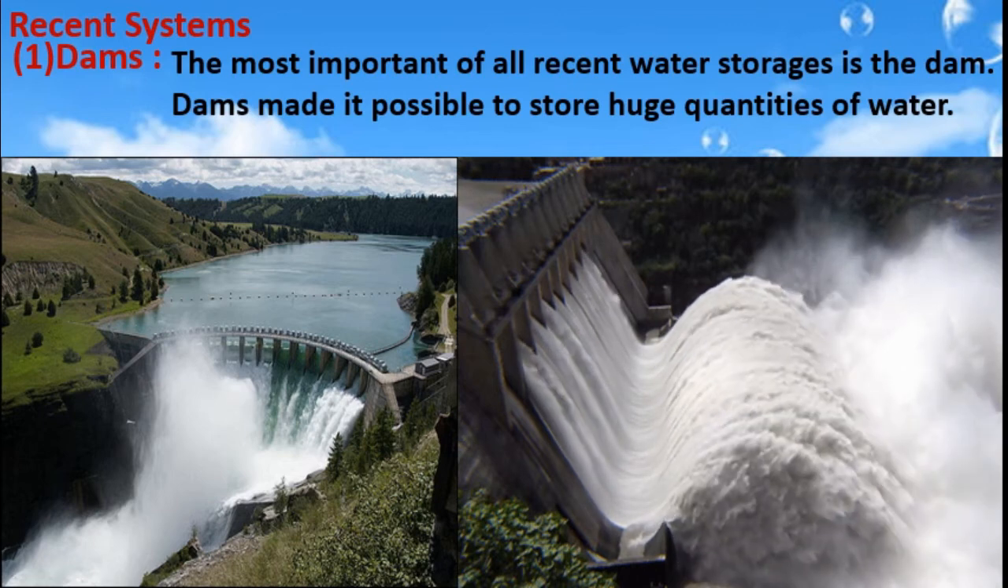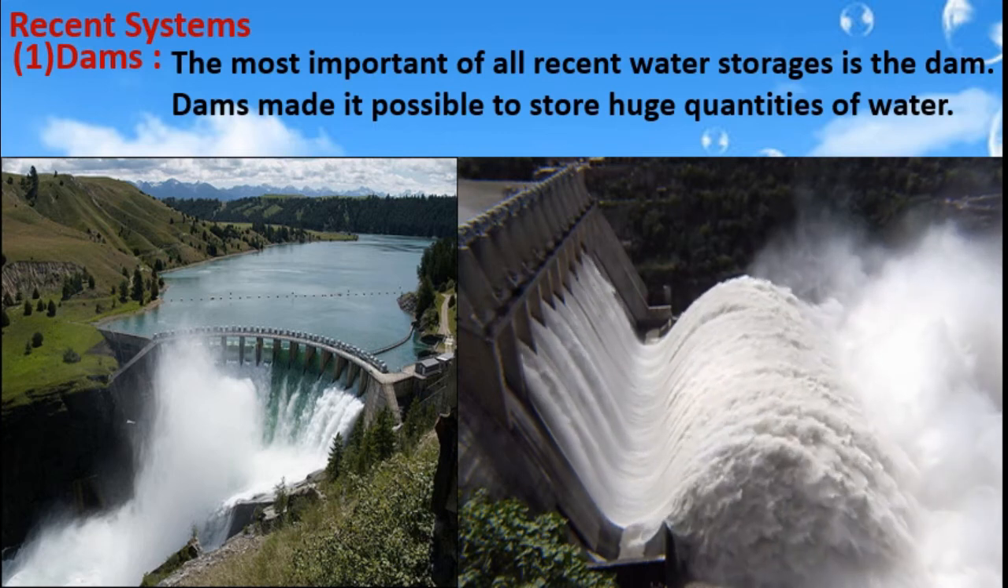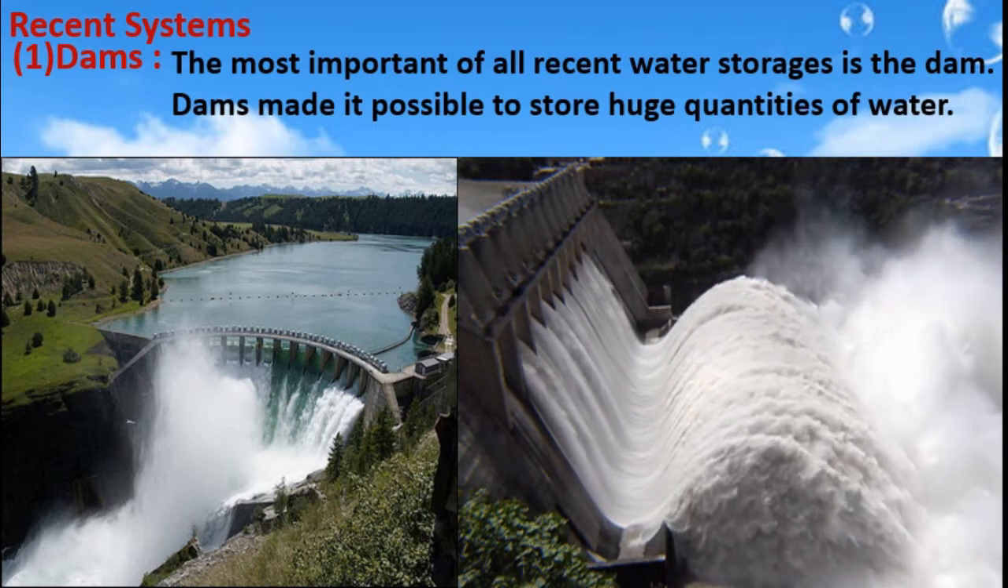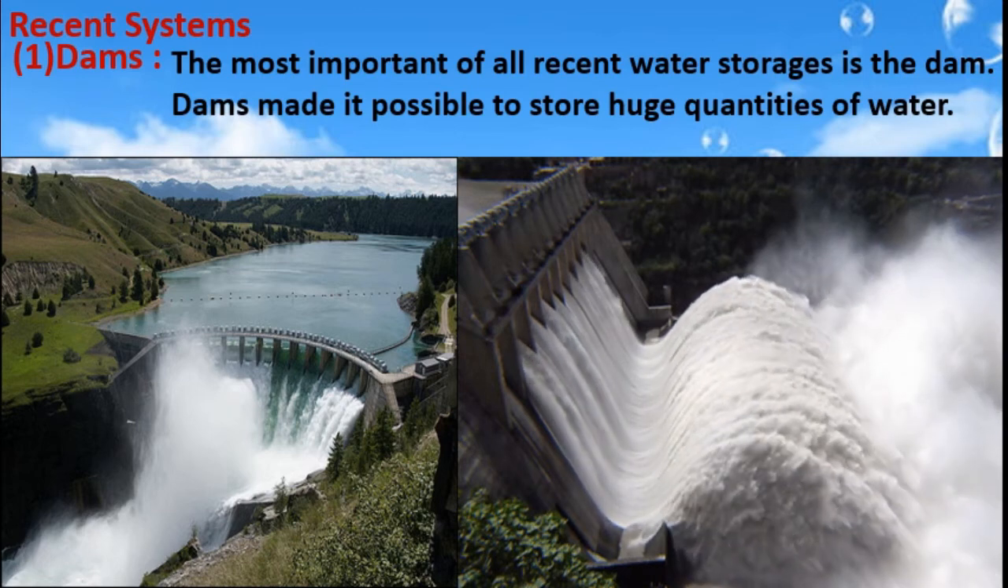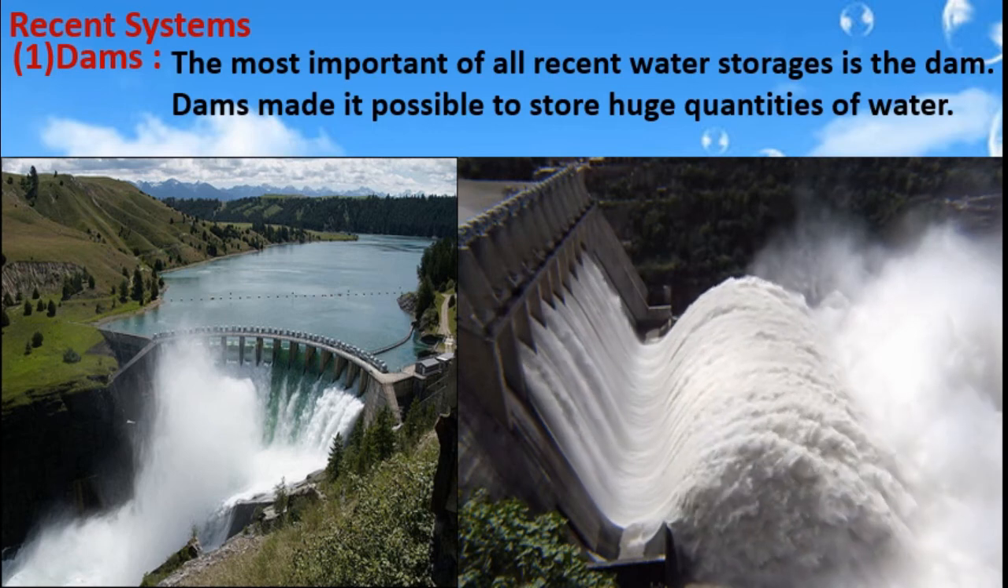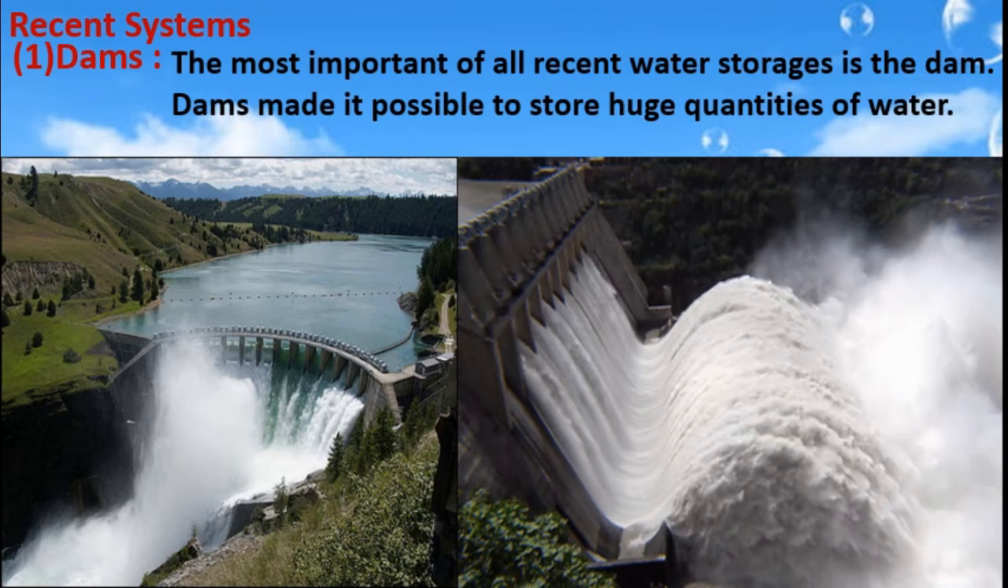Here, the most important of all recent water storages is the dam. Dams made it possible to store huge quantities of water. As a result, more land was brought under cultivation. Cities began to grow. It became possible to set up factories and generate electricity. Maharashtra has several large dams such as Jayakwadi, Koyna, Ujni and Eldhari. These are the Maharashtra's important and famous dams.